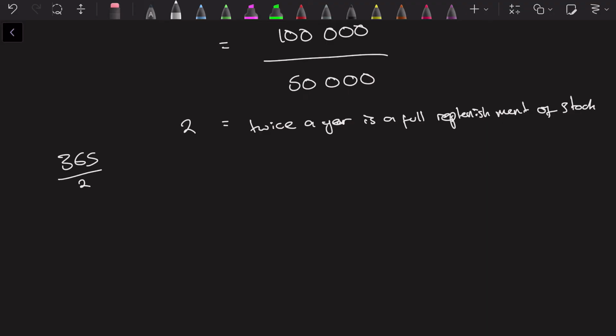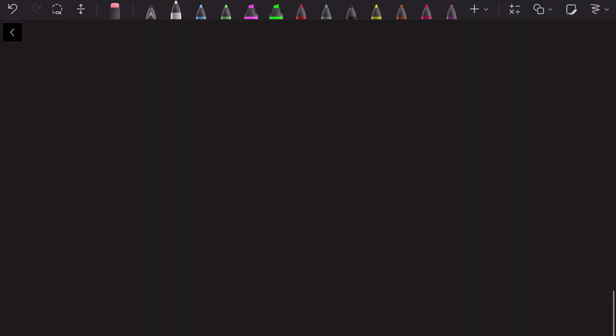You go 365 over 2, whatever that is, 182.5. Just check on my calculator real quick. Yeah, 182.5. So once every 182.5 days, the full stock is recycled and replenished.